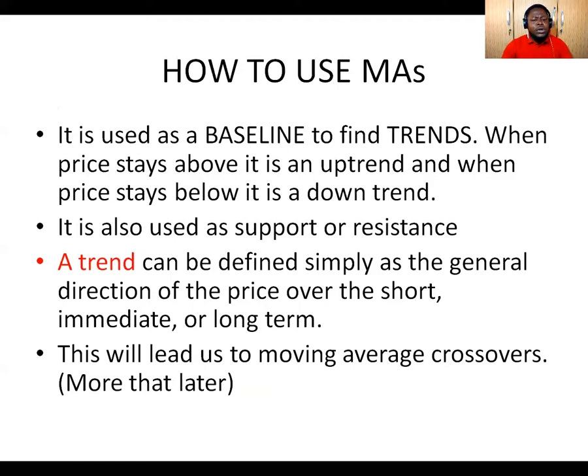Now, today we want to look at how to use the moving averages. This is where we'll continue, by learning how to, first of all, use these moving averages. Is that okay? So how do you use these moving averages? The first thing to know is that moving averages are used as baseline to find trends. When price stays above it, it is assumed to be an uptrend. And when price stays below it, it is assumed to be a downtrend. This is one of the ways that moving averages are used. So we're going to go to the MT4 right away, and then I'll demonstrate that to you.